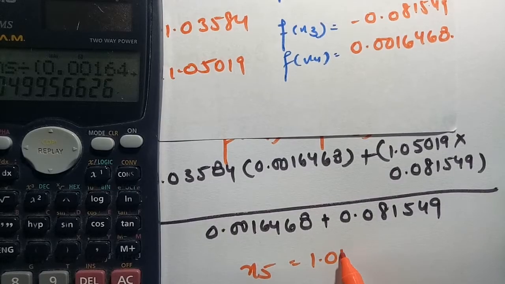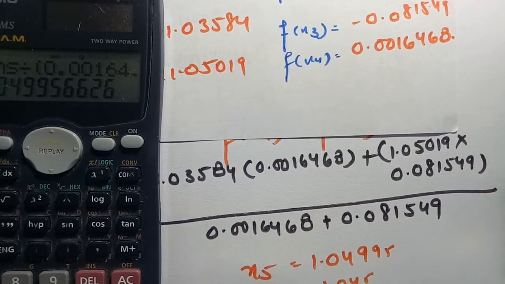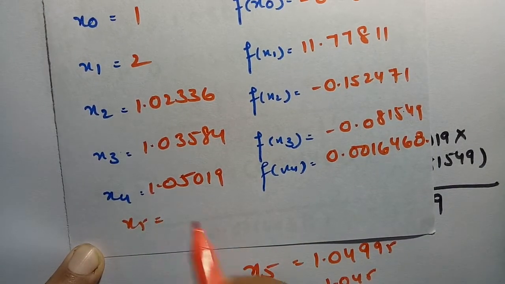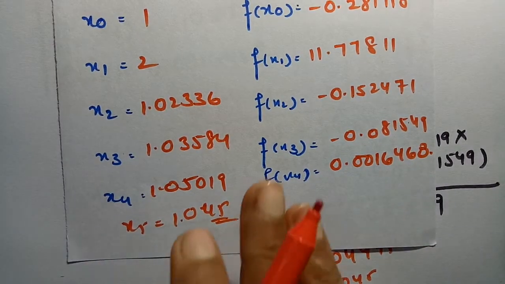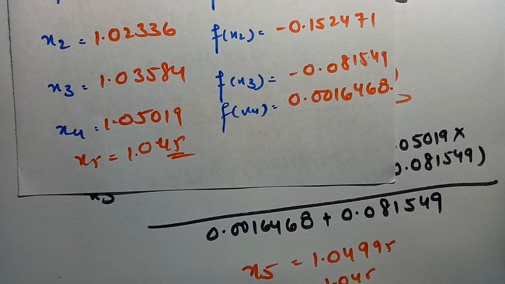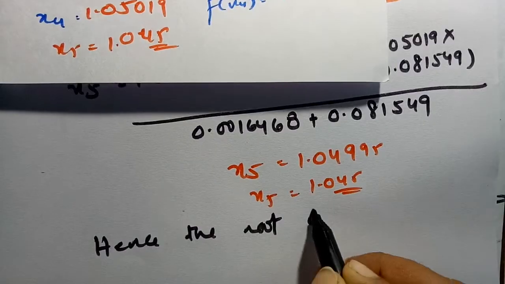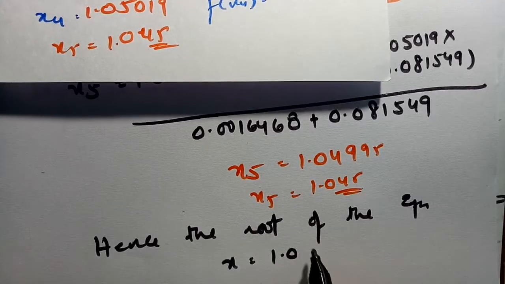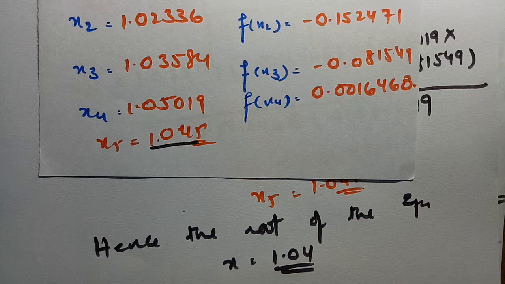x5 value is 1.04995, which is almost 1.045. So if you check this one, x5 value is nothing but 1.045. So the final answer till 5 iterations we can calculate, and hence the root of the given equation will be x is equal to 1.04. So 1.04 is the final answer, and this is how we have to solve, this is the way we have to solve.